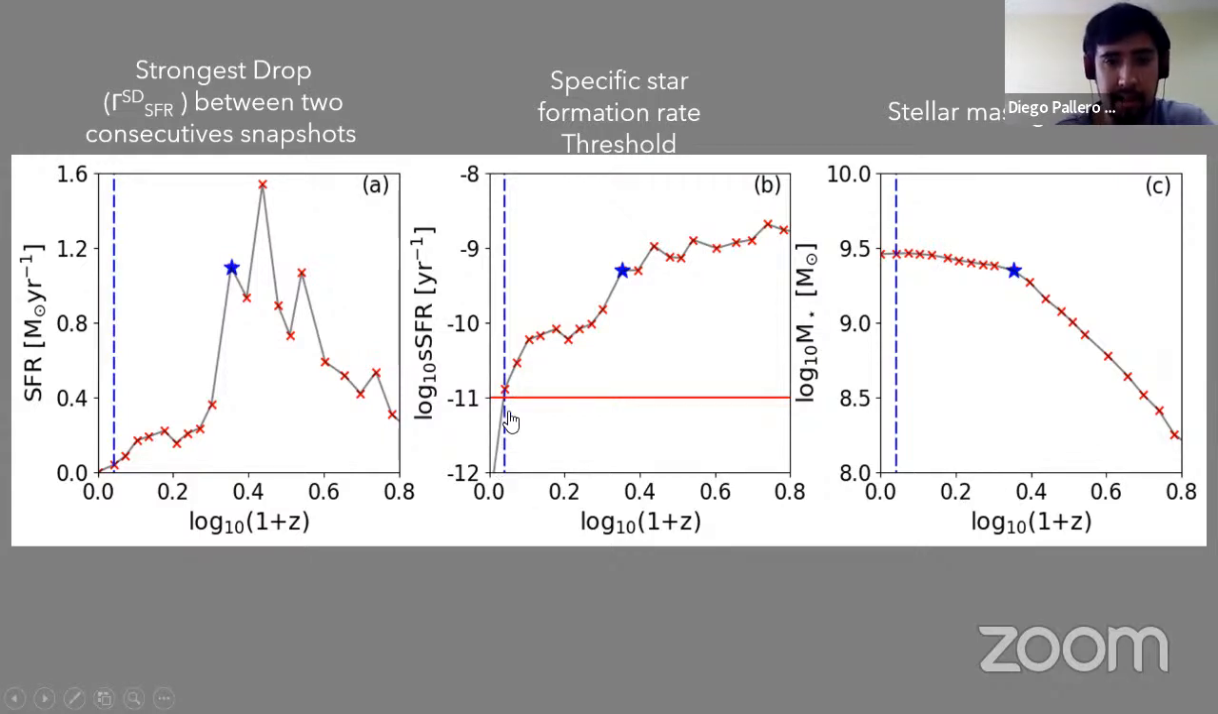And an interesting thing here is that this blue dashed line that you can see here is the moment when the galaxy crosses the virial radius of a cluster for the first time. So that would be key in the future.